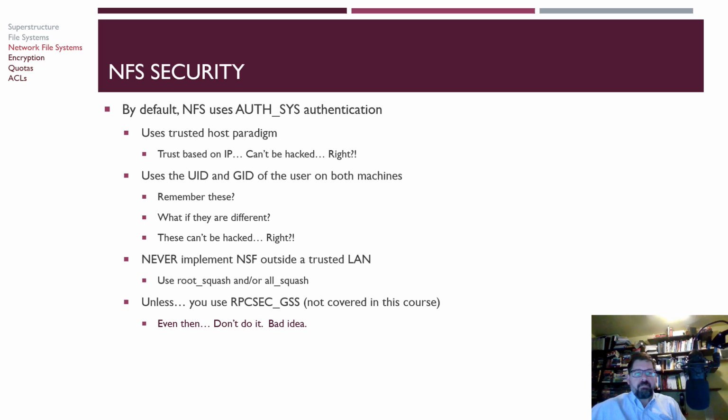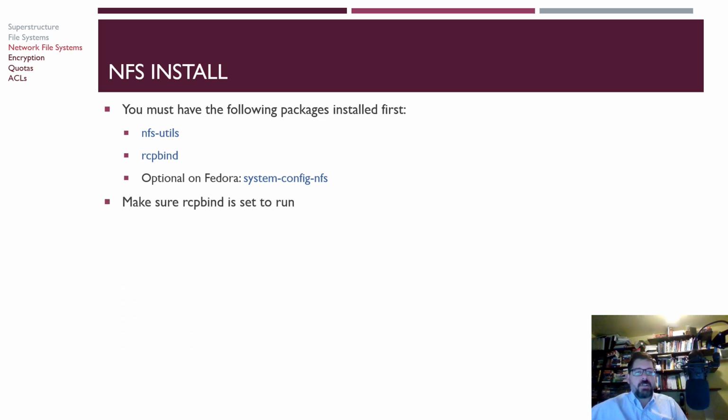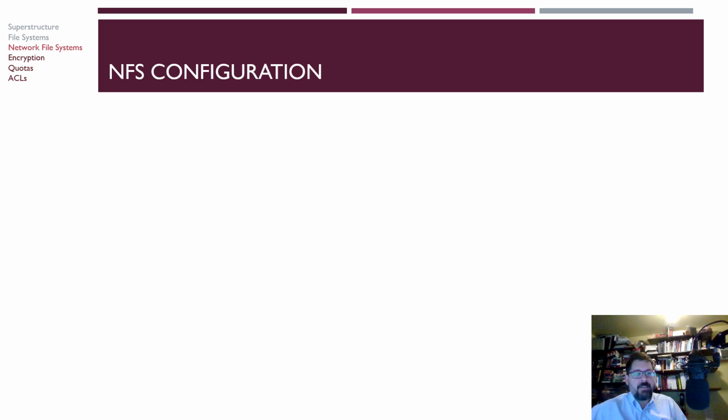So to install NFS, basically, you have to have a bunch of packages. You have to have NFS utils, RPC bind, and on Fedora or Red Hat, you have to have system-config-nfs, or CentOS, which we're using in this course. So you make sure that RPC bind is set to run. It's going to use that, just like NIS when we talked about that. You would install the NFS package. It's NFSD, right, to install the package. Mountd, you also have to install rquotad, right? Those are supporting packages for NFS.